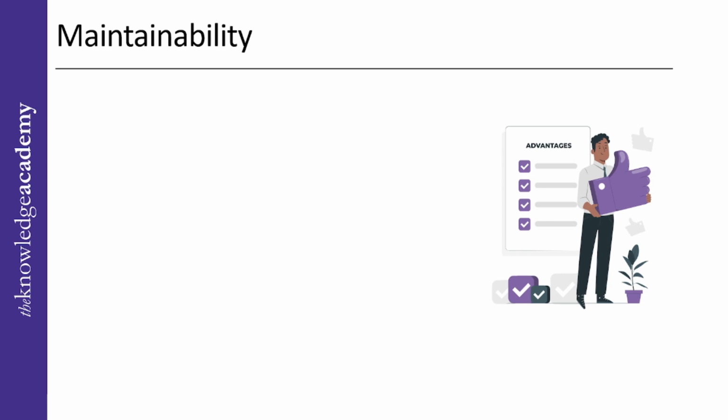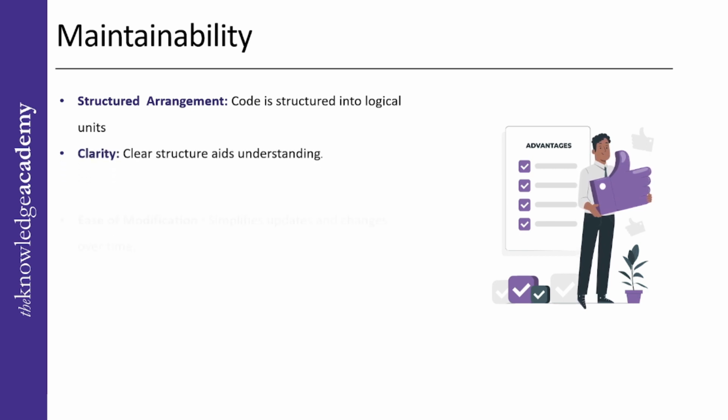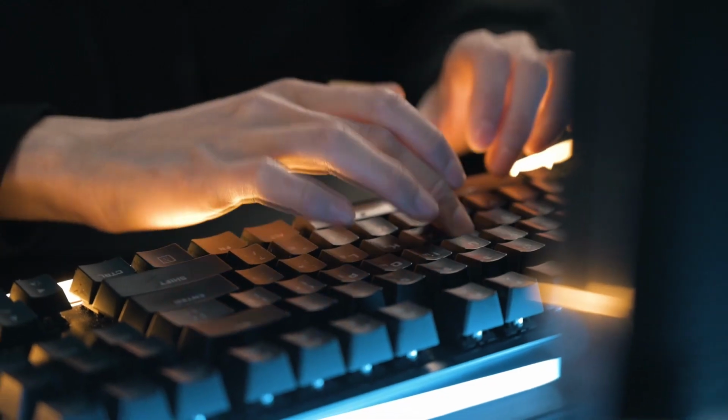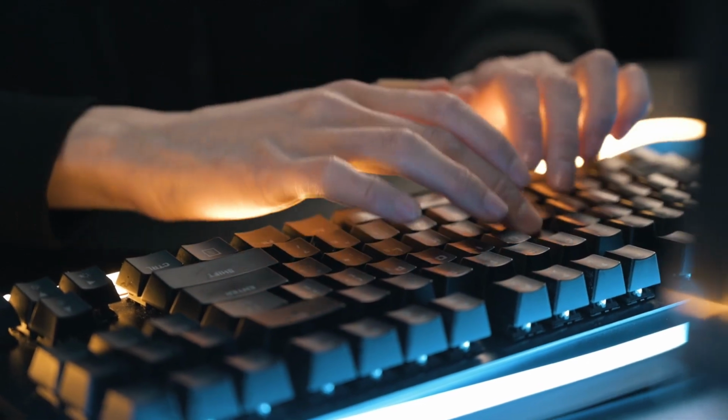Object-oriented programming enhances maintainability by organizing code into logical units through encapsulation, inheritance, and polymorphism, making it easier to understand and modify over time. Let's now take a closer look at how object-oriented programming contributes to scalability in software development.